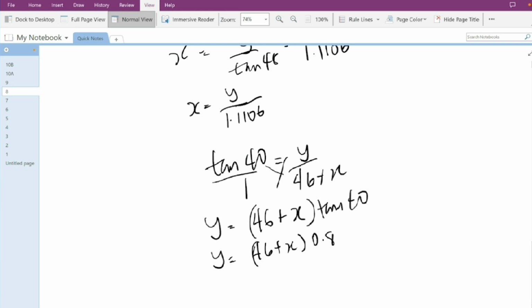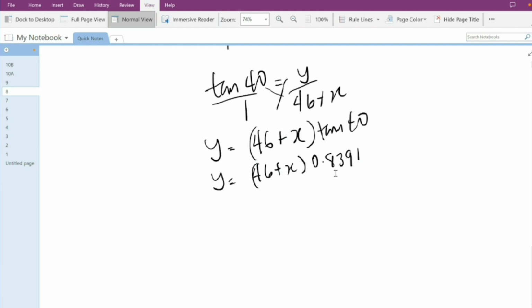is 0.8391. At this point, you can open the bracket, you multiply 0.8391 by 46 times x. So we have it as y equals 46 times 0.8391 will give you 38.5986 with your calculator. Then you have it times x, it will give you 0.8391x. Now, since we want to make x subject of formula, we'll move this one out first.